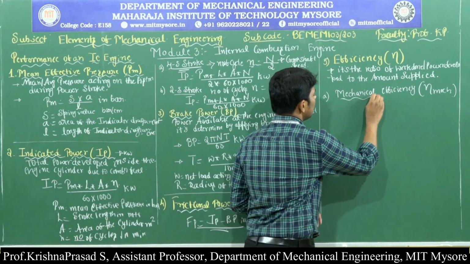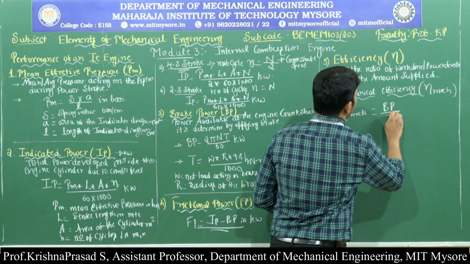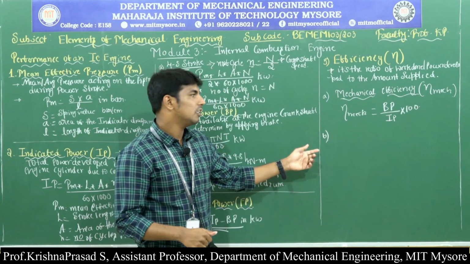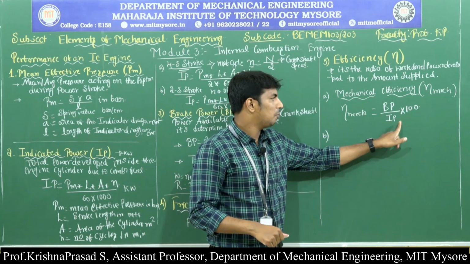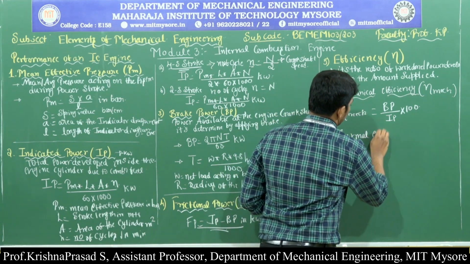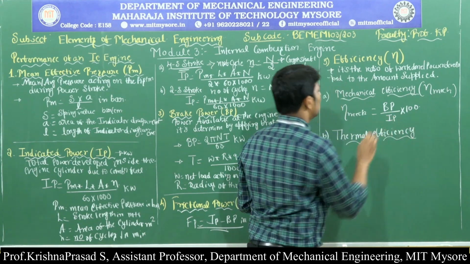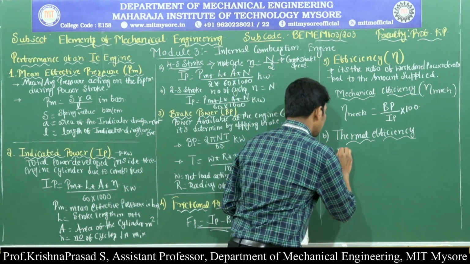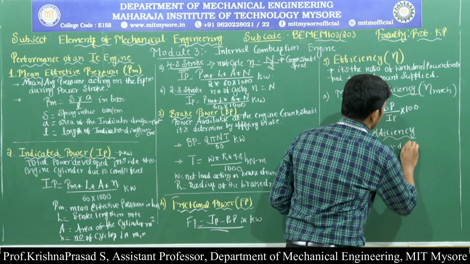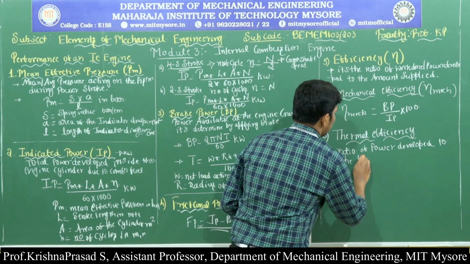Here mechanical efficiency is given by the formula: the ratio of brake power by indicated power into 100. Okay, mechanical efficiency is defined as the ratio of brake power by indicated power into 100. Similarly, the thermal efficiency is the ratio of power developed to the heat supplied.